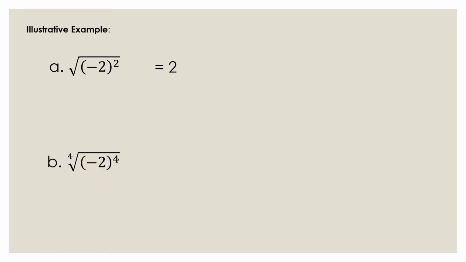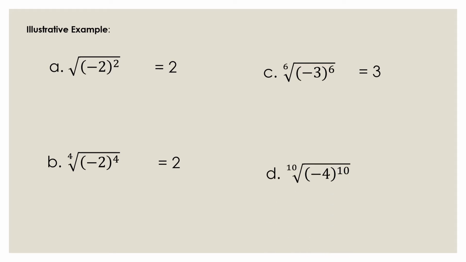Here is the illustrative example of the second rule. A, the square root of the quantity negative 2 squared is equal to 2. Letter B, the fourth root of the quantity negative 2 raised to the power of 4 is also 2. Letter C, the sixth root of the quantity negative 3 raised to the power of 6 is 3. And letter D, the 10th root of the quantity negative 4 raised to the power of 10 is also 4.